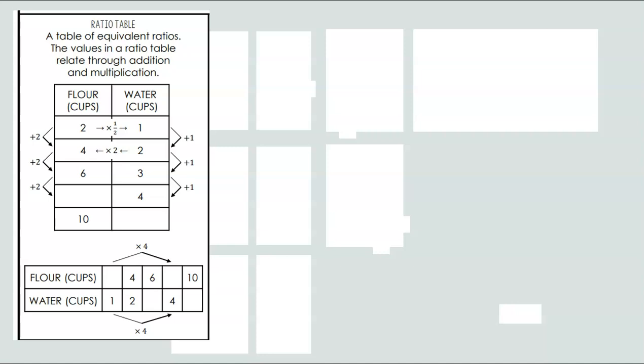So if we look at the rule here, we can see that going down the cups of flour, we're adding 2 each time. Or if we look at the relationship across, we're either multiplying by 1/2 or multiplying by 2, depending on the direction we're going. So if we go down to where cups of water is 4, and we want to find the missing value for flour, that means we're moving to the left and we're multiplying by 2. So 4 times 2 is 8.